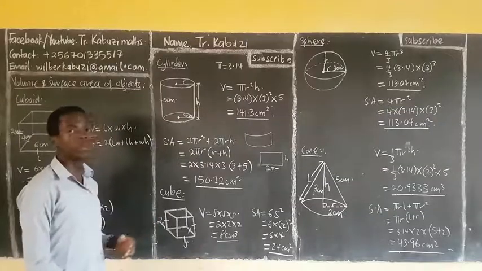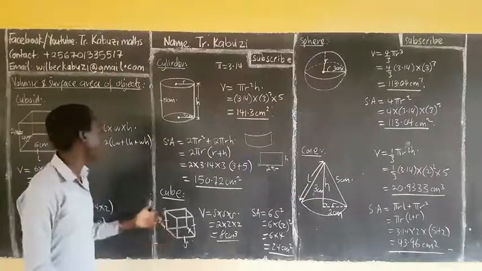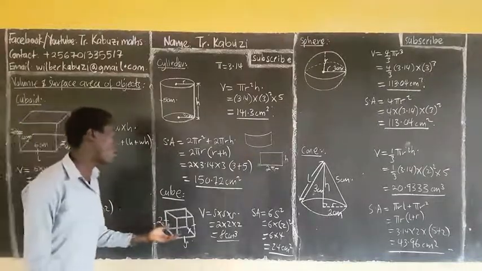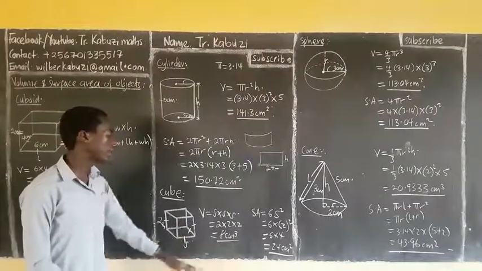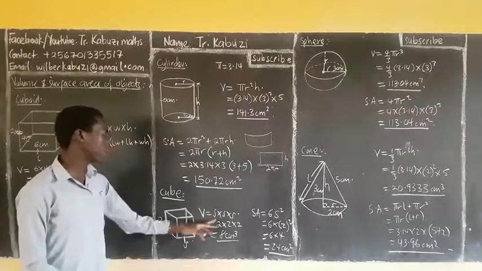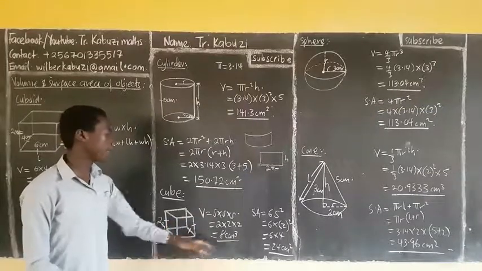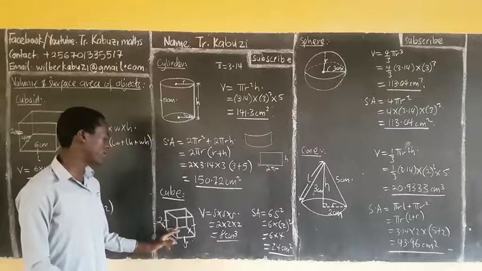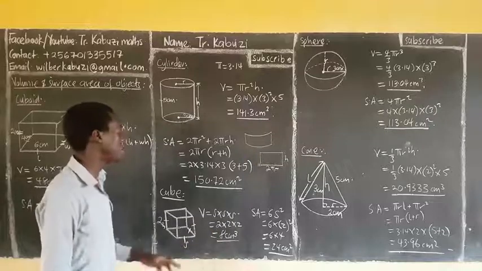When you come to a cube now, all sides are equal. So a cube is a modified cuboid. If you modify that so the length, the width and the height are equal, you get a cube. Its volume is going to be s times s times s, but this time around they are equal. If the side is 2 units, then every side will be 2. That's why I'm having it there.